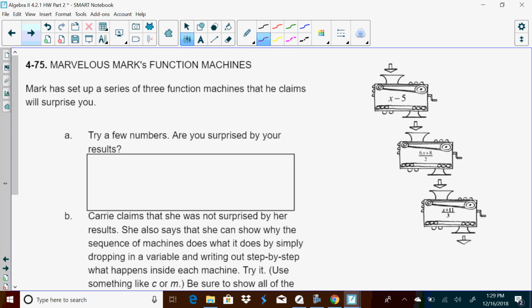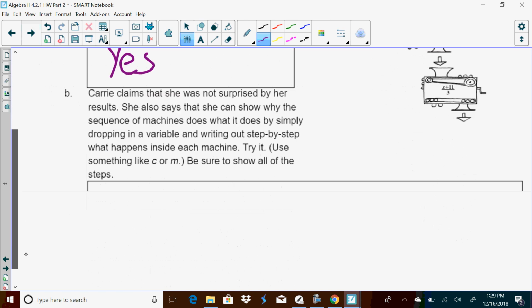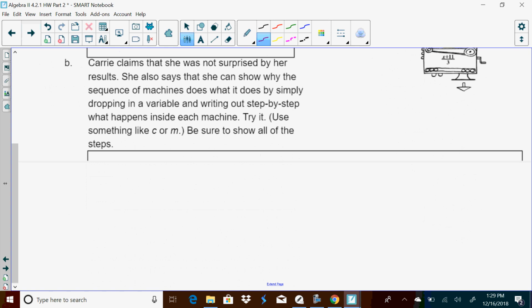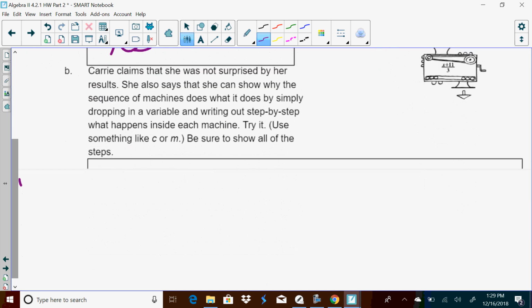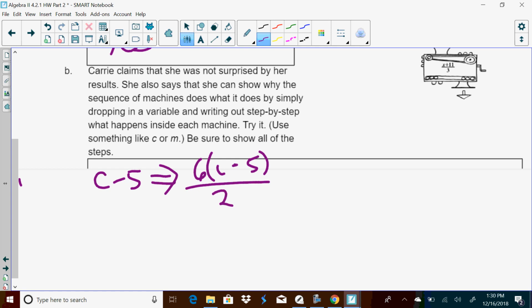75, Marvelous Mark's function machine. Are you surprised? The answer is yes. B, she was not surprised. So she says, I'm going to plug in like C or M. So I chose to plug in C. So for the first part, I would be plugging in, so C minus 5. And then I plugged it into the next part, which would be 6 groups of C minus 5 divided by 2. So I simplified that to 6C minus 30 divided by 2, or 3C minus 15.